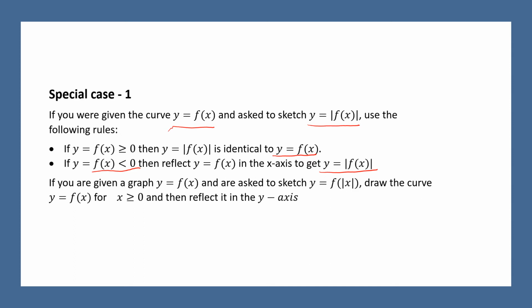Now if you are asked to sketch, on the other hand, f of modulus of x, then draw the curve for y is equal to f of x and then reflect it in the y-axis. So two things to keep in mind. One is when you have the absolute value of the whole function, if the f of x is positive, then it remains the same, but if it is less than 0, it needs to be reflected in the x-axis. When you are sketching f of modulus of x, you sketch y is equal to f of x for x greater than or equal to 0, then you reflect it in the y-axis.